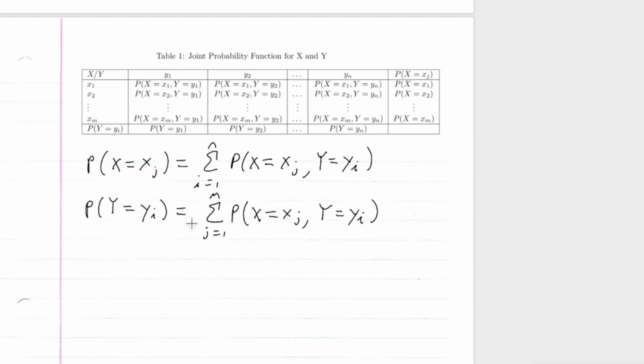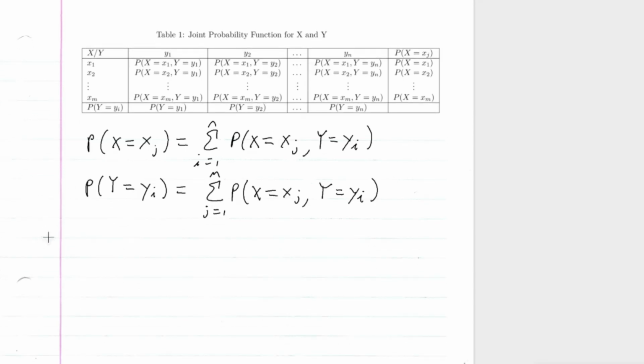So remember, let's talk about the expected value of X. The expected value of X was equal to the sum, in this case from j equals 1 to m, of x sub j times the probability that X is equal to x sub j. This was the definition of expected value.